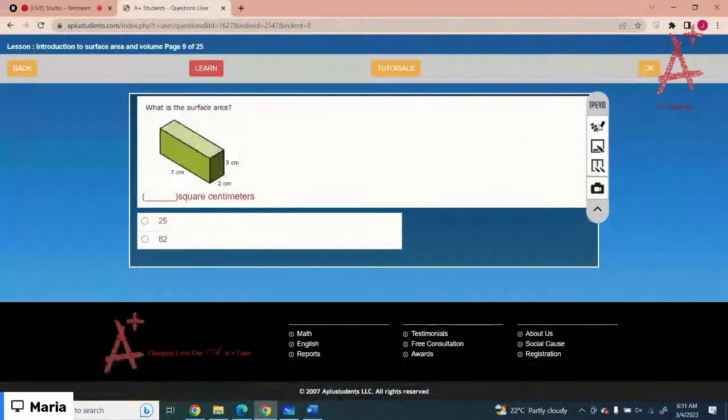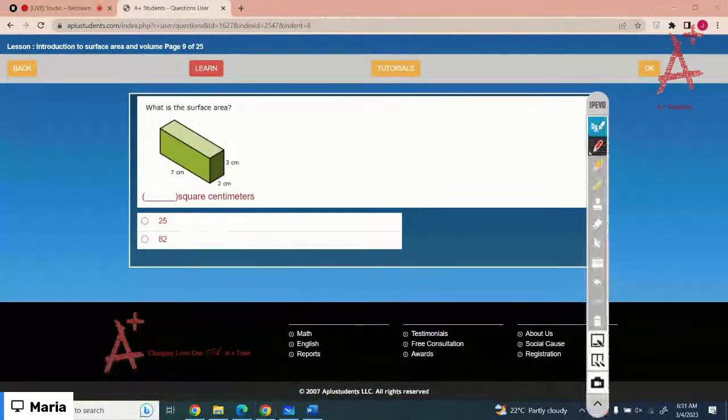Let's calculate the surface area for this shape. For this face, it is 2 times 3, and 2 times 3 is 6, so the opposite side must have 6. Then 7 times 3 is 21, so the opposite side must have 21.